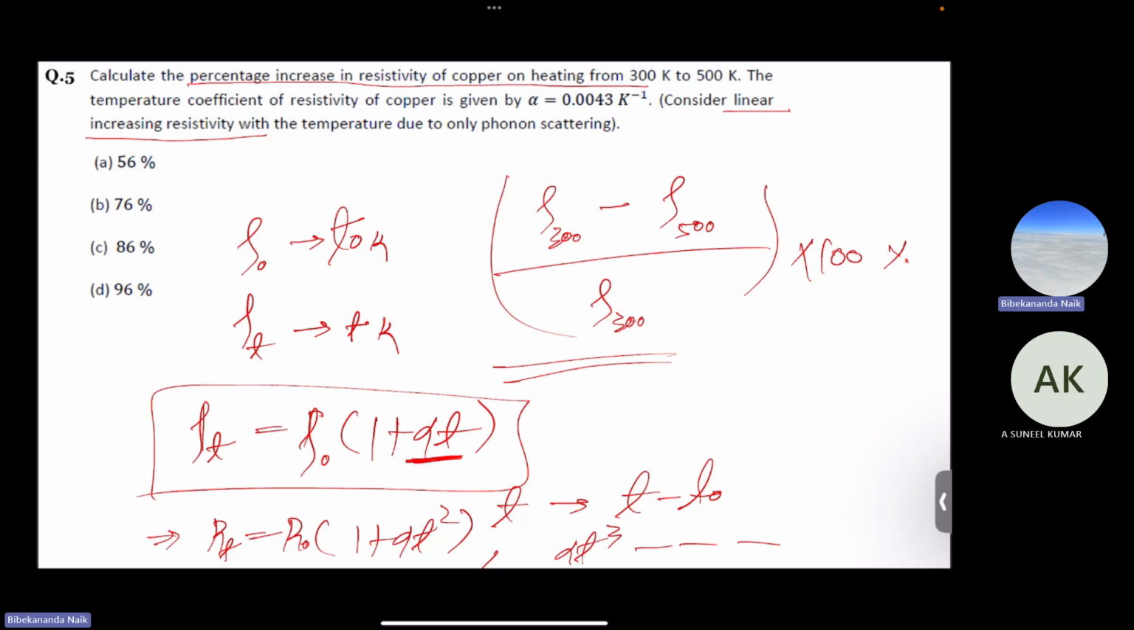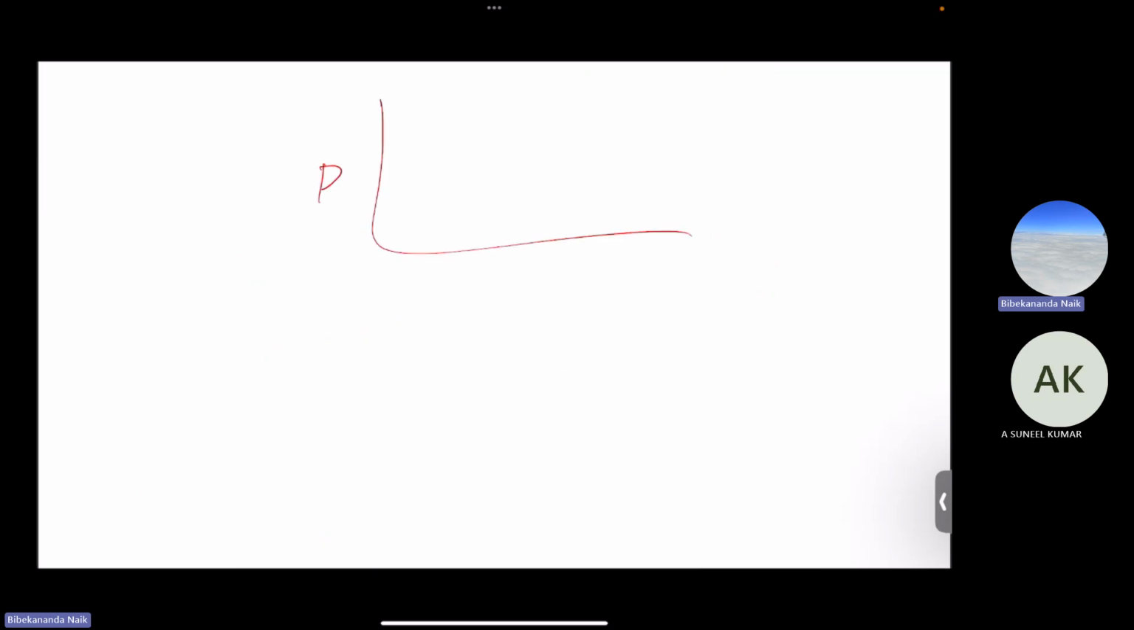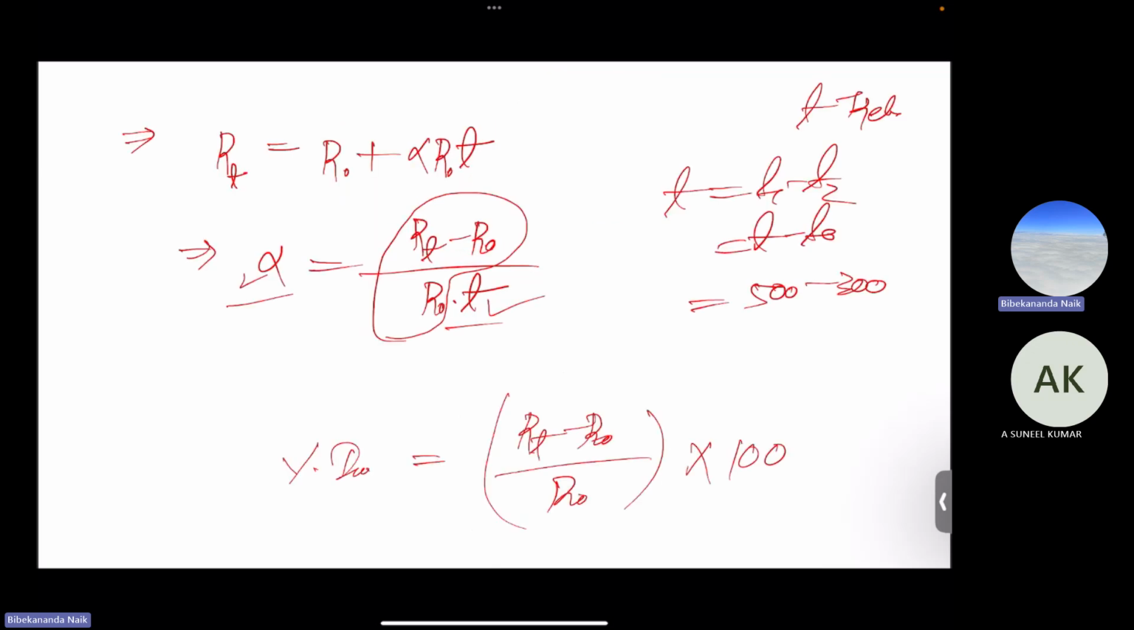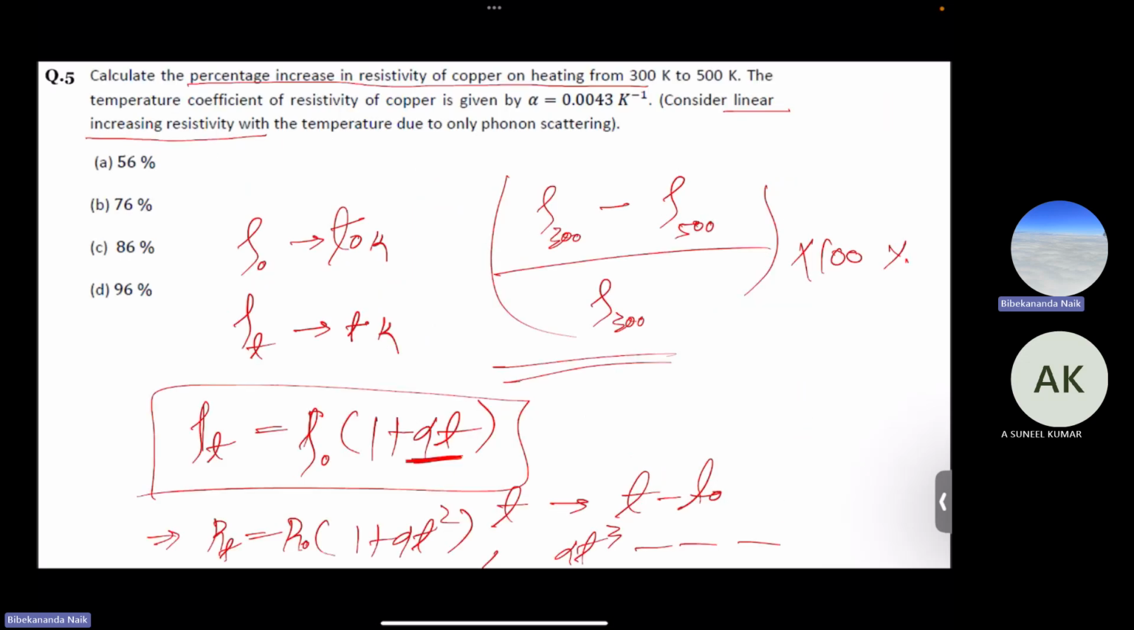And if you plot the graph, suppose this is the graph, this is the resistivity R and this is T. At T equal to 0, this is the value at 0, and then with T it increases linearly. But if there is a quadratic variation, then it will increase like that. So this is linear, this is quadratic. So please calculate and tell me what will be the percentage change in the resistivity.